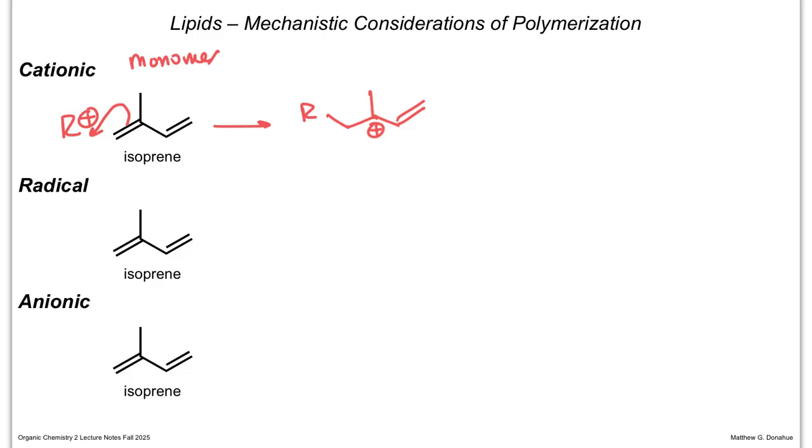Then we talked about resonance with the Diels-Alder reaction. So if we draw a resonance form of this, we can then move that plus charge to the end, and then another monomer will come along and do the same thing.